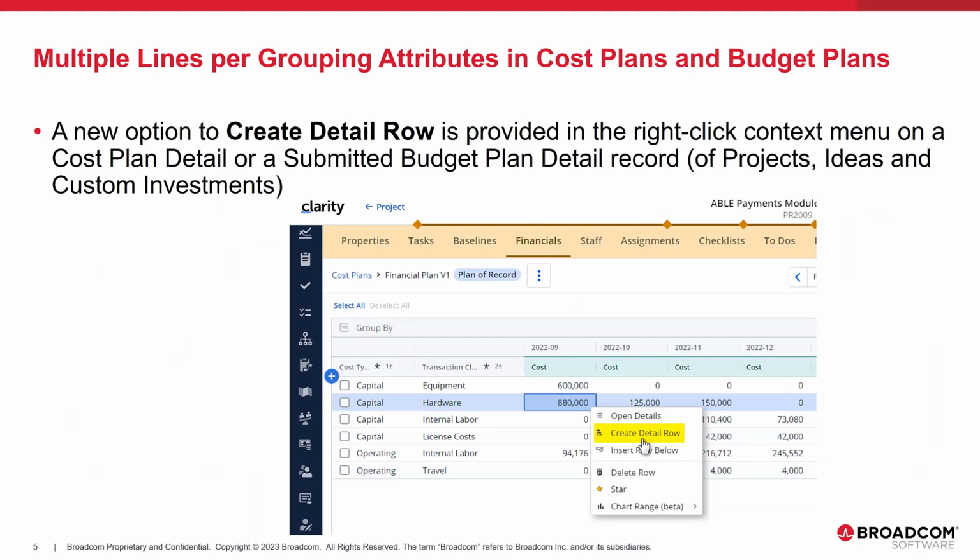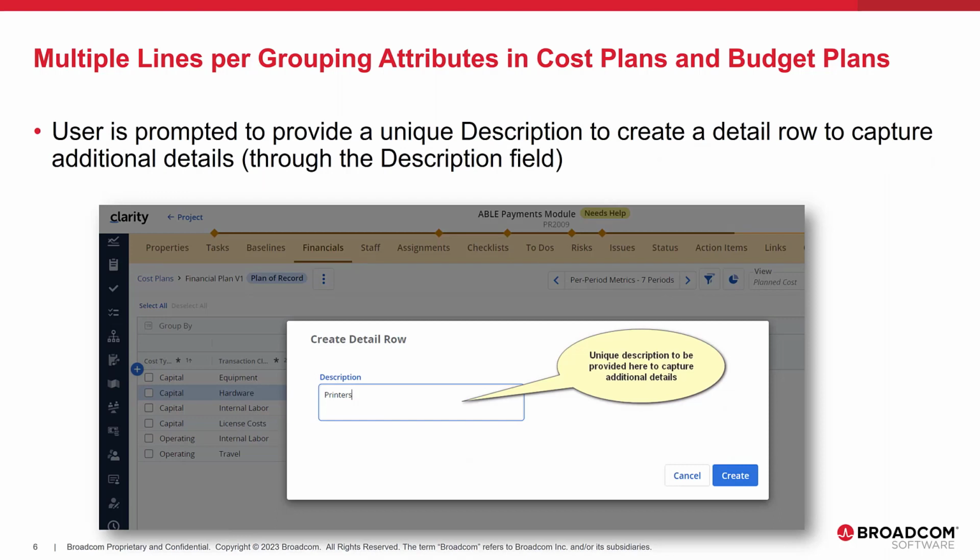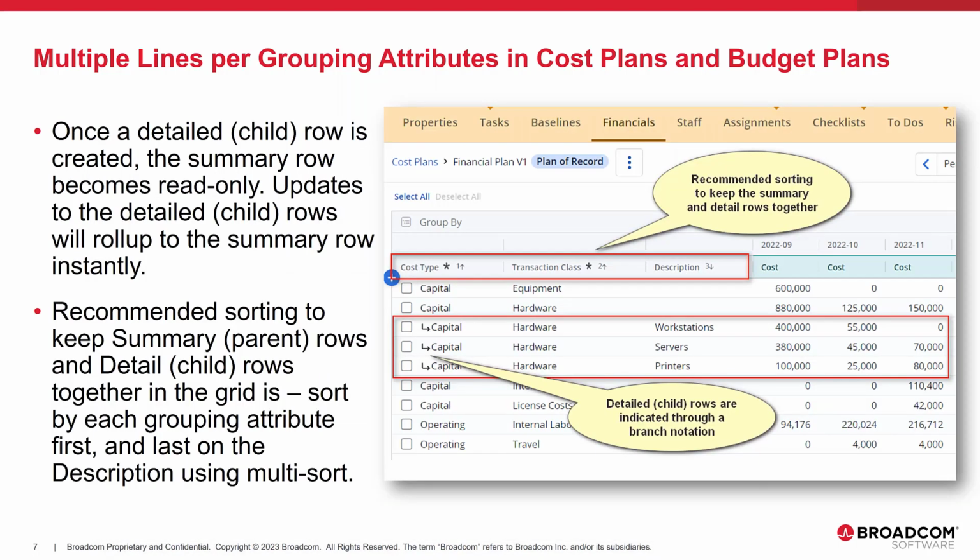Now, going into the details, a new option to create detailed row is provided in the right-click context menu on a cost plan detailed record or a submitted budget plan detailed record. This applies to financial plans of all investment types, that is, projects, ideas, and any custom investments. When clicking on that option, the user is prompted to capture additional details about the record through the description field. From now on, let's call these records child records of the record they were created from, which we shall call a summary record. Once we are all comfortable with these terms, let's get into more details.